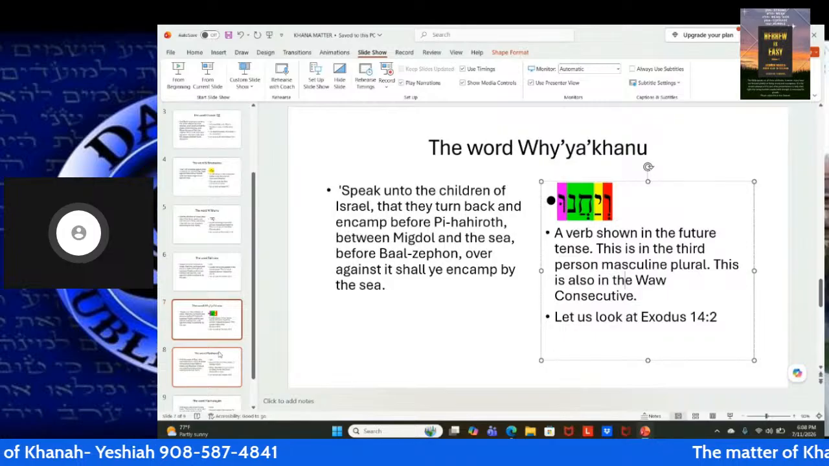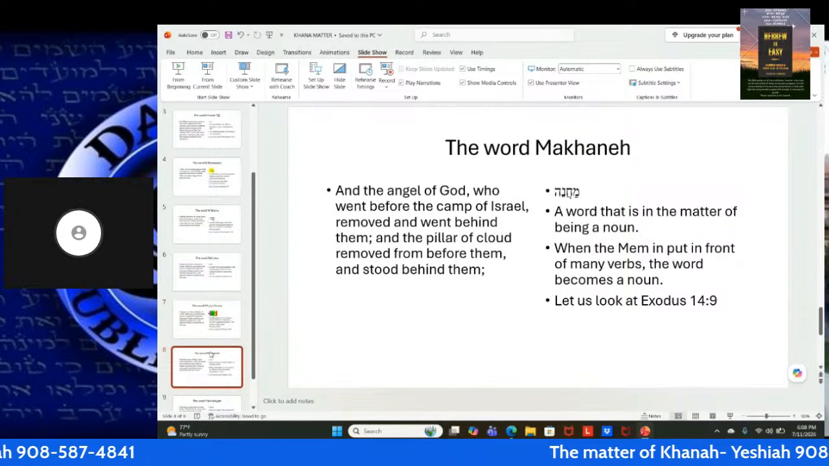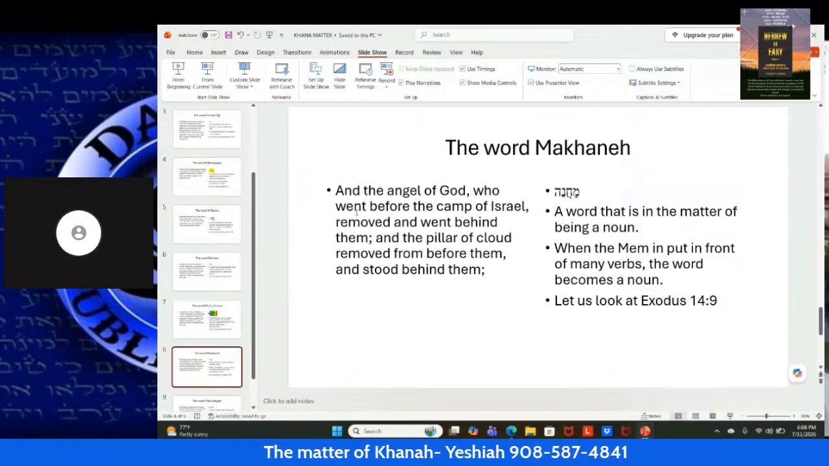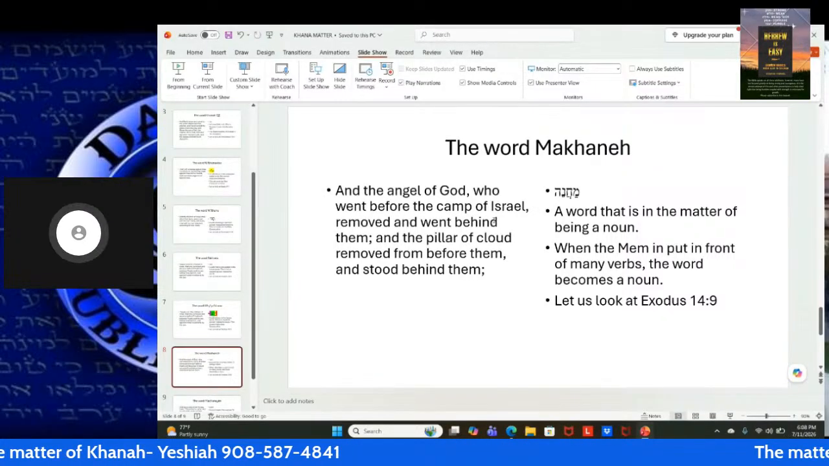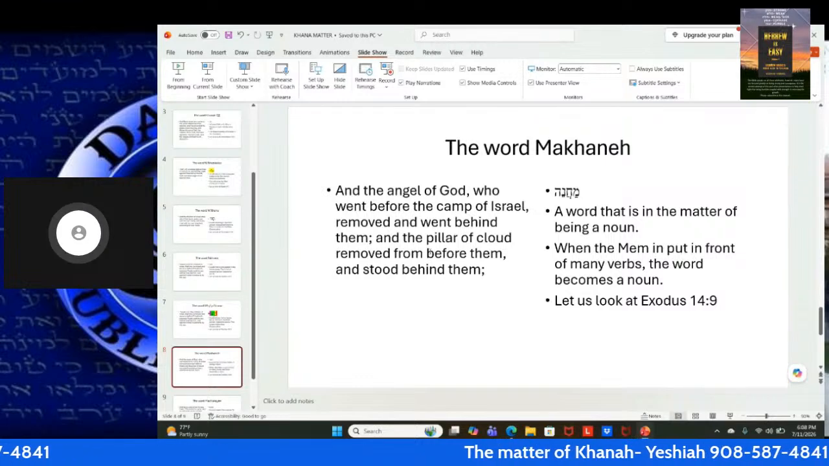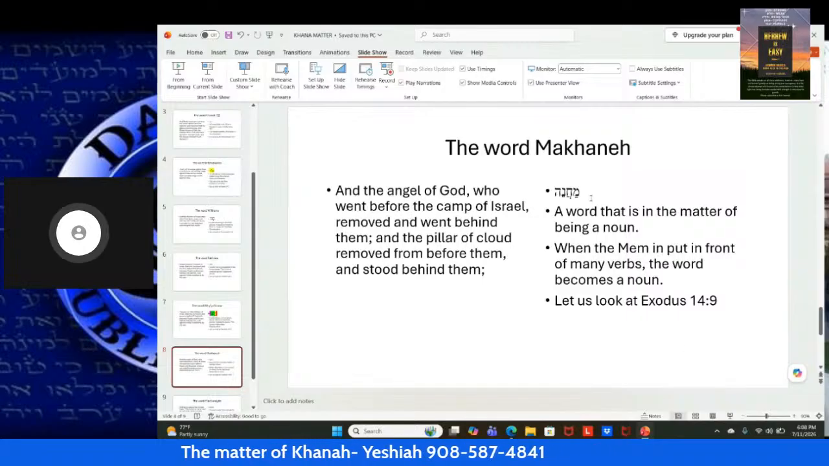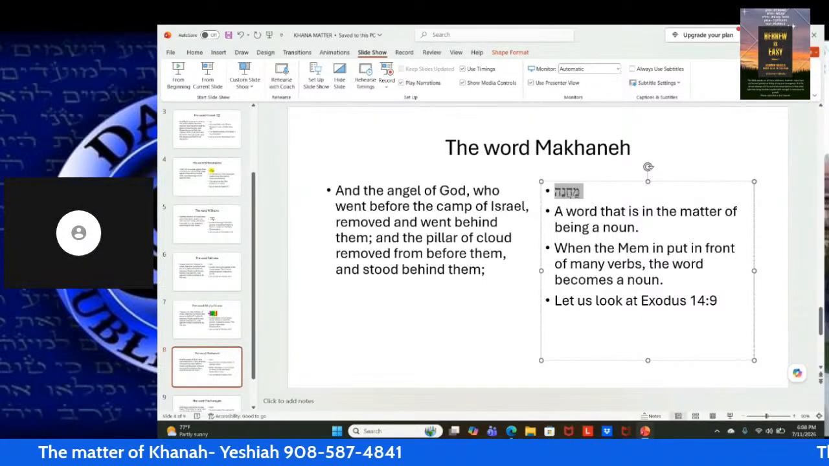And we're going to enlarge this, brothers and sisters, in this particular matter. All right? So let's look. The word Khanah, if we will. And the angel of God who went before the camp of Israel removed and went behind them. And a pillar of cloud removed from before them and stood behind them. So let's look. Khanah, this particular word here.